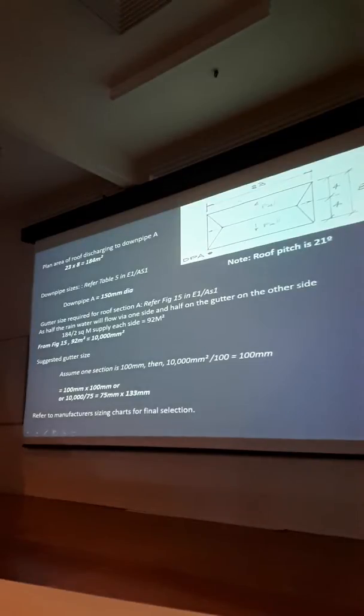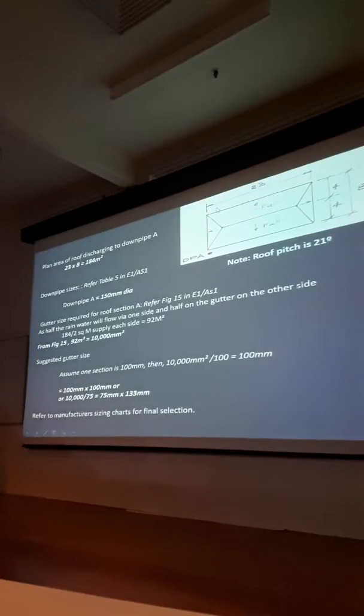So if you were to discharge all that roof into a single downpipe, which you could on this one, that would be looking at the entire roof plan area. Referring to table 5, that's where we size our downpipe, and that would give us a 150 millimeter diameter. The gutter size, referring to figure 15, is based on half the rainwater flowing one side and half on the other side.